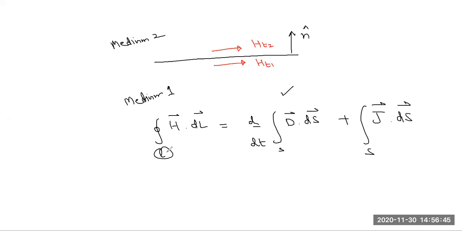So in order to apply this, we need a closed path. So I can do the same thing as I've done for the third boundary condition. I can assume that there is a closed path.